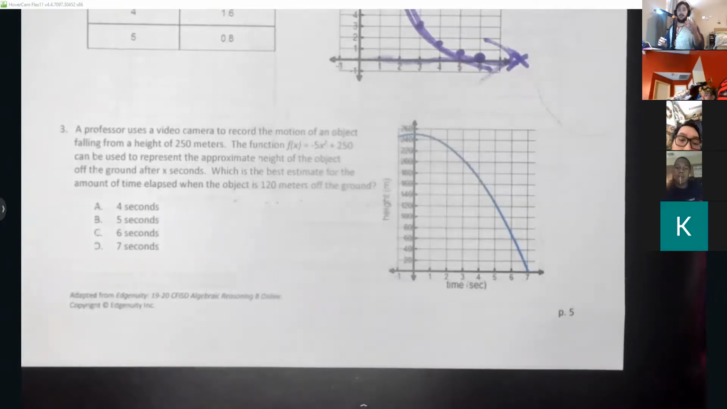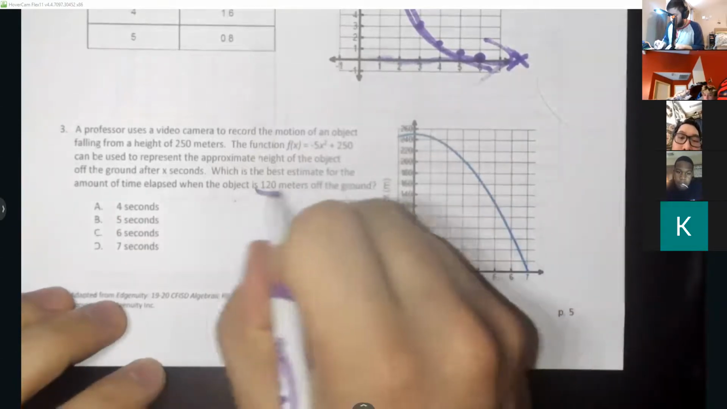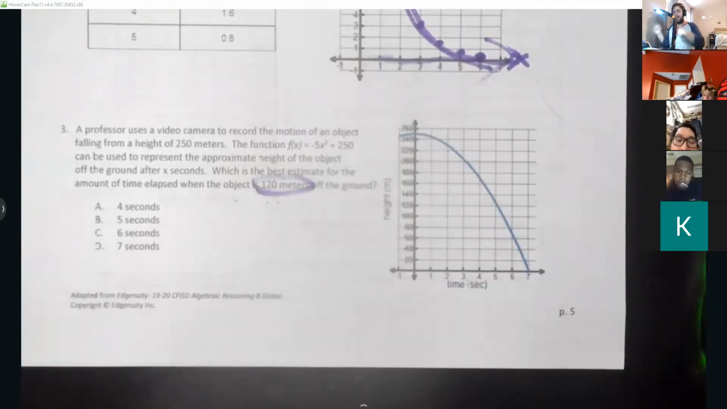So we've got to be able to do this. Okay, we've got our model. They already did it for us. We need to be able to recognize, did they give us X or Y? What do you think? This 120 meters, did they give us X or Y? They gave you Y.